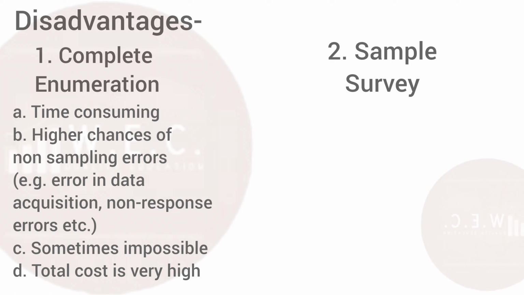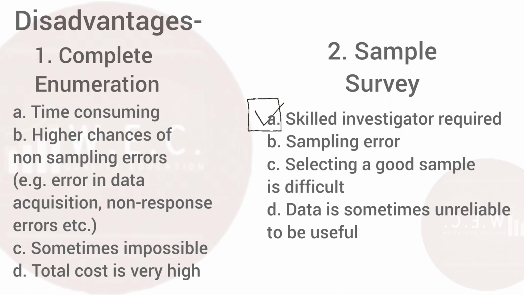Disadvantages of the sample survey are: A, a skilled investigator is required in sample survey; B, sampling error is common; C, selecting a good sample is very difficult because the sample must be an exact representative of the population, so it is very important to select a good sample; D, data is sometimes too unreliable to be useful. It is because the sample selected may not be a good representative of the population.